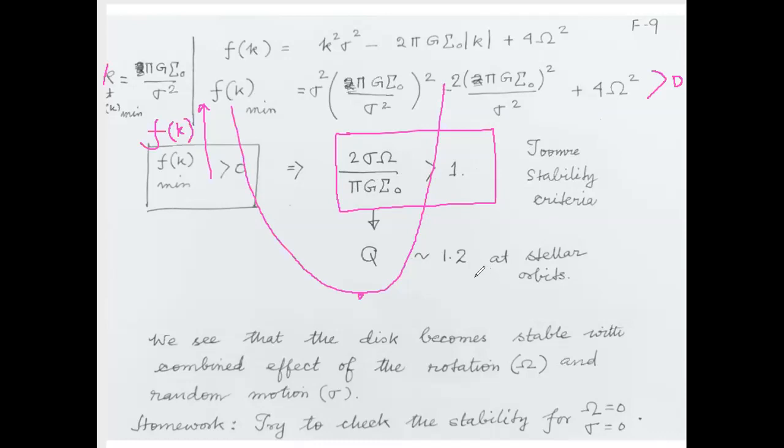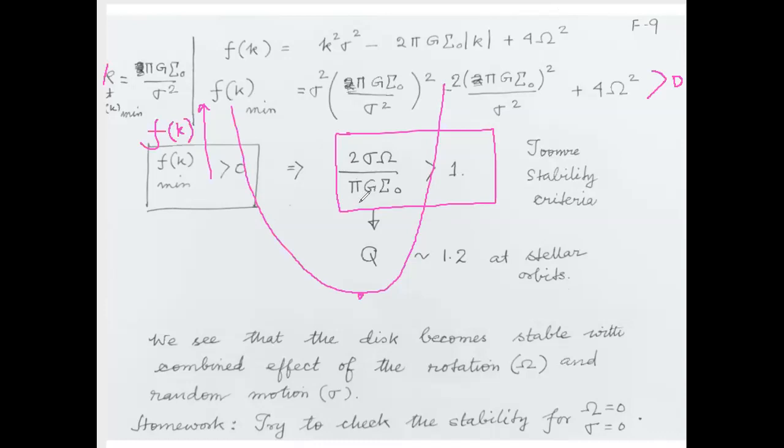So what do we see here? We see that it is possible to have a completely stable disk, stable for perturbations of all k, all sizes, when I have both sigma, the random component, and the rotational component working together. If Q is greater than 1, then I will see a stable disk. So I create a perturbation density wave of this type, m equals 0 type, and that will be stable if this criterion is satisfied.